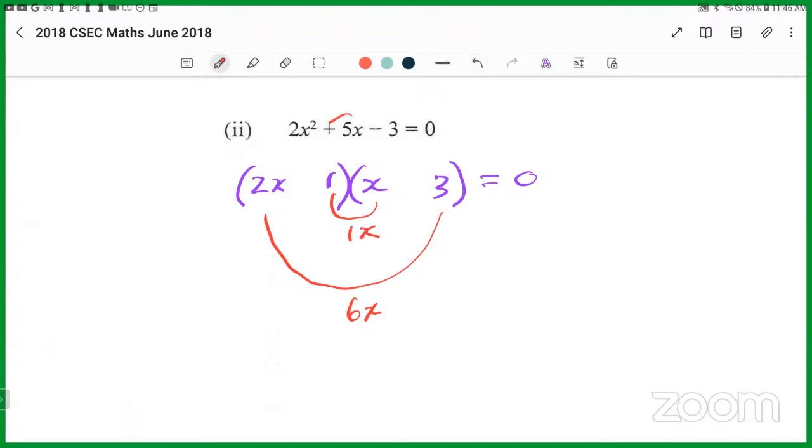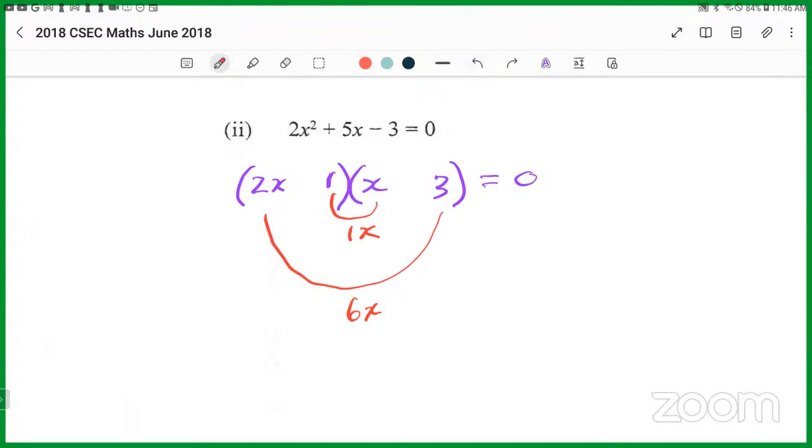Then my middle term is a difference between the far product and the near product. Why is it a difference? Because this is a minus. When the last value is a minus, given that the first value is positive, it is the difference between the far product and the near product that gives the middle term. The difference between 6x and 1x is 5x, which is my middle term. So I know that these values are positioned the right way.